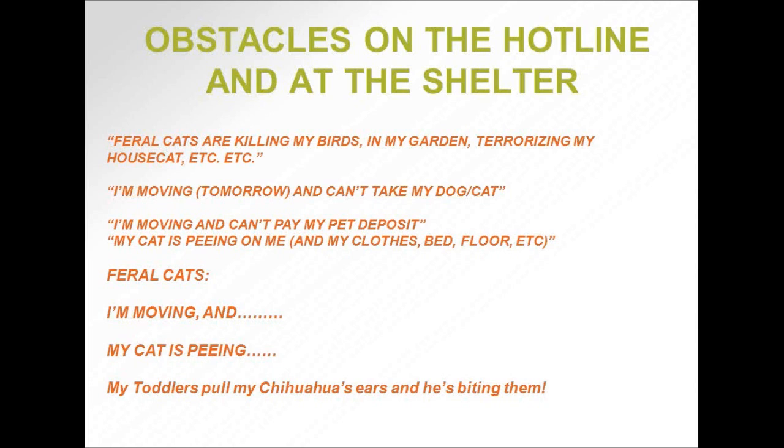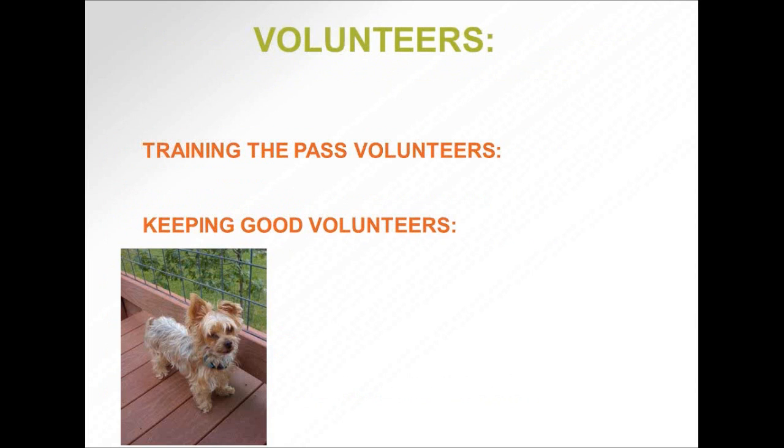The other one is: "My toddler pulls my chihuahua's ears, and he's biting them." Sometimes people just need to be educated on dog breeds and what dogs are probably not good to have around toddlers, and sometimes, quite frankly, they need to be educated on how to teach their children to treat the pets in their home. So you have to do that gently. Obviously, people get defensive. But I do talk to people about that and try to work things out, because there's really no reason for surrendering a pet just because it's not the pet's fault. So try to work with people, talk to them, educate them, and do it in a way where you make them feel good and not put them on the defensive.